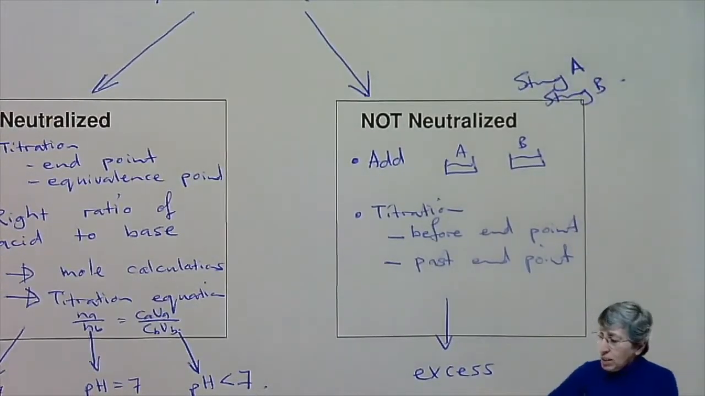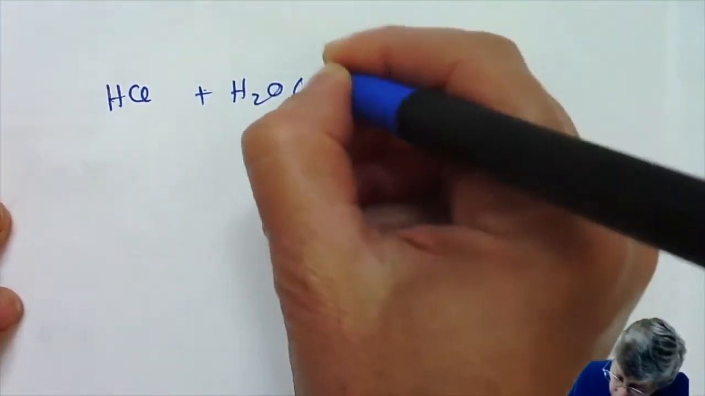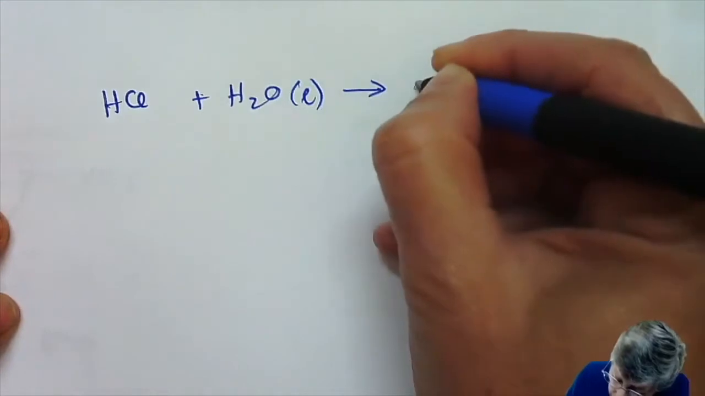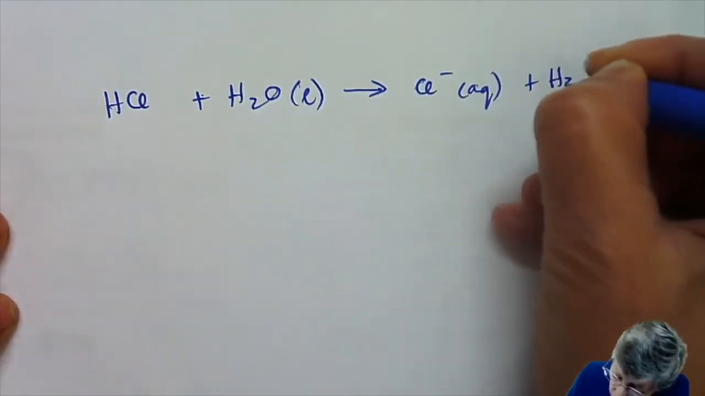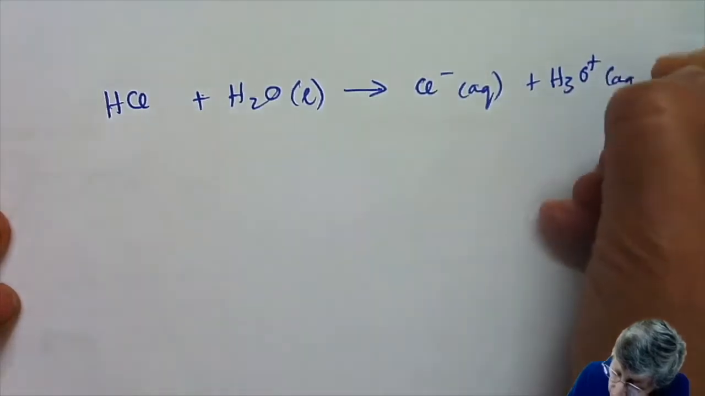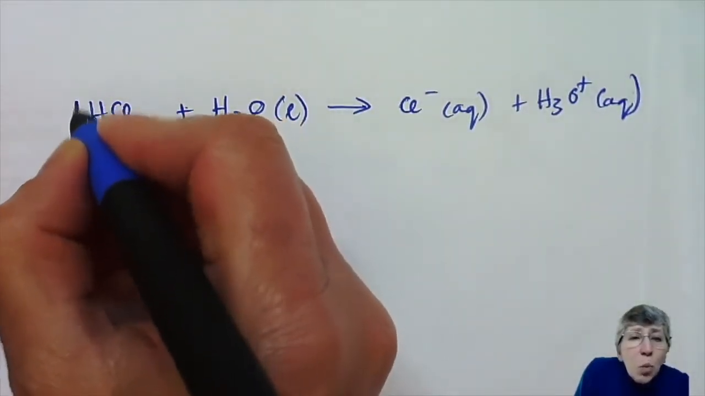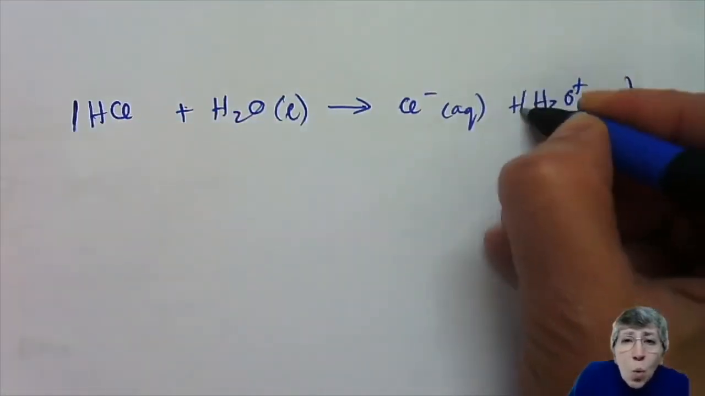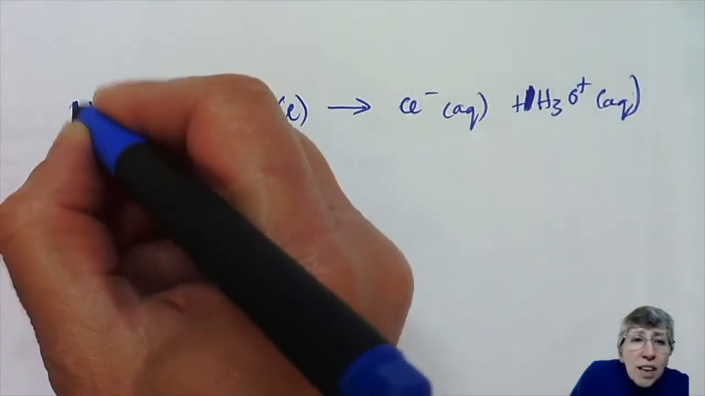And if you want to understand why that is true, let's look at the reaction of HCl. What do I know about HCl? If that reacts with water, it will give you Cl- in solution and hydronium ions in solution, right? And if you look at the equation, you will see one of this will make one of that, right? One of this will make one of that.